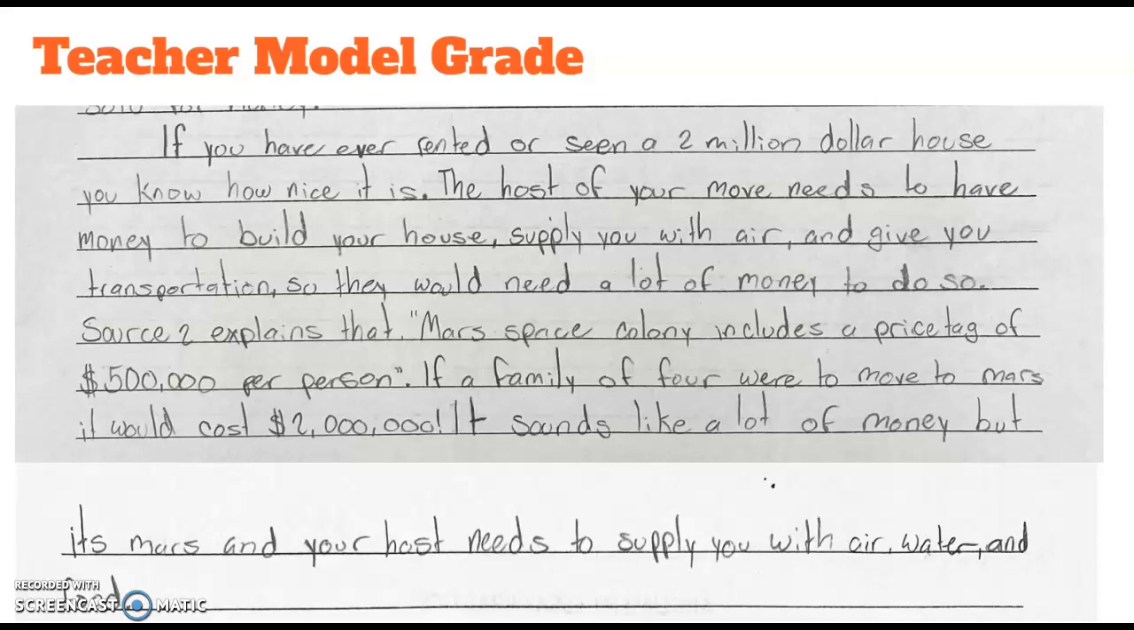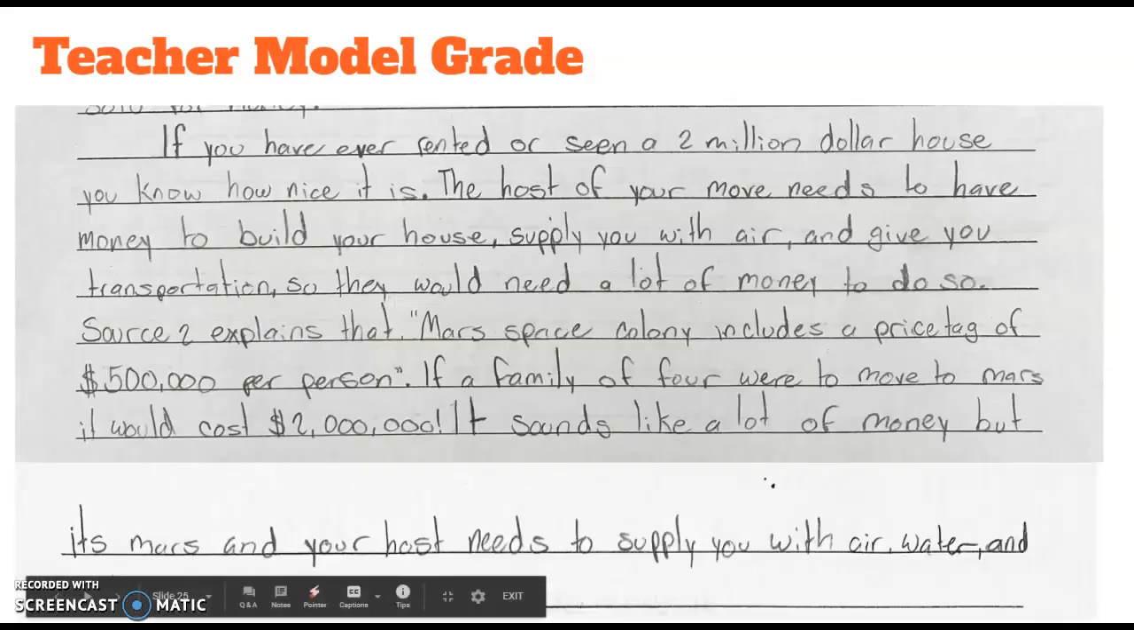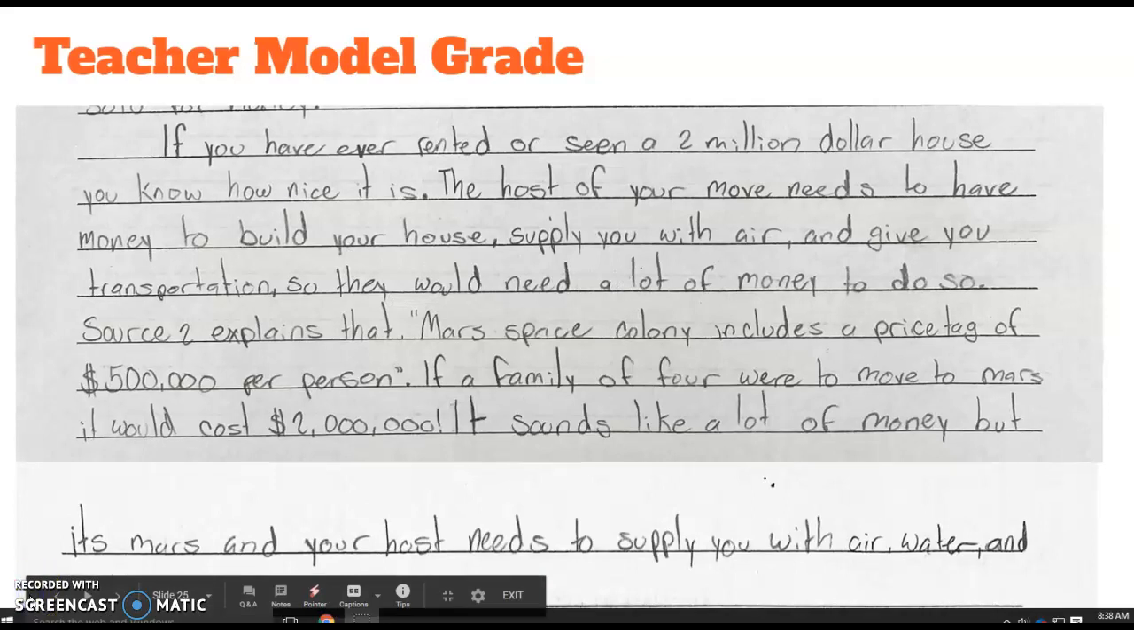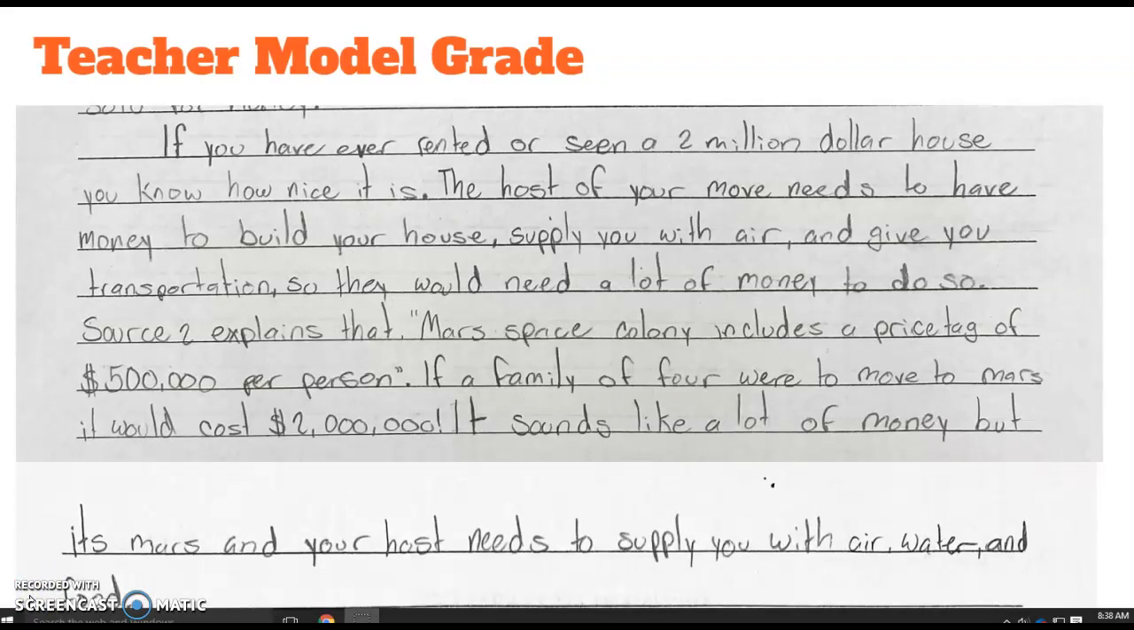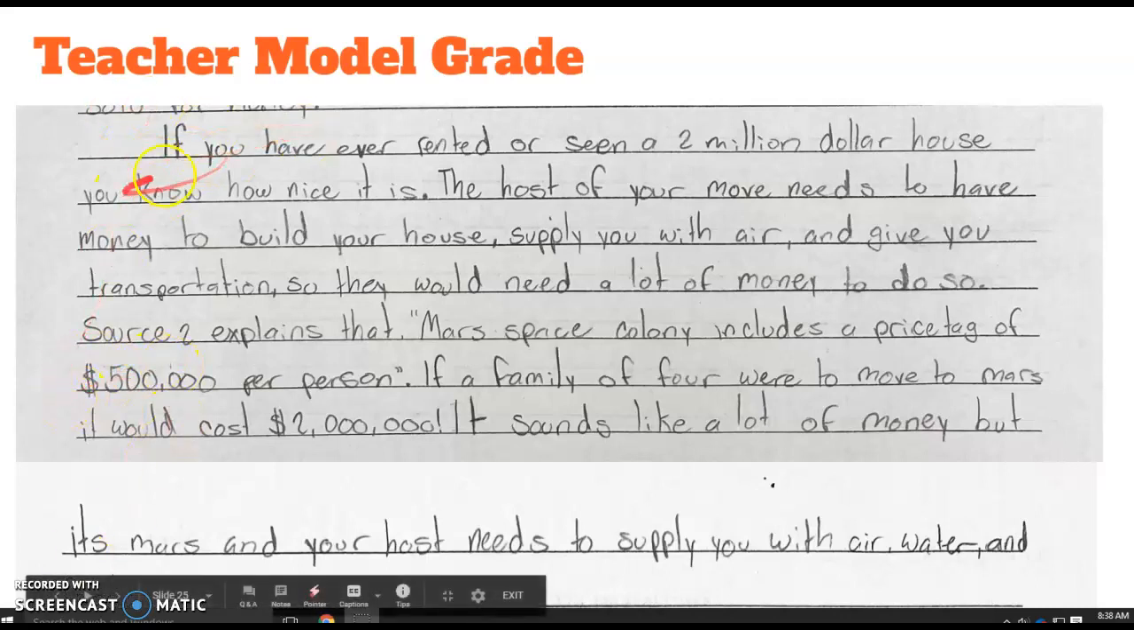If a family of 4 were to move to Mars, it would cost $2 million. It sounds like a lot of money, but it's Mars, and your host needs to supply you with air, water, and food.